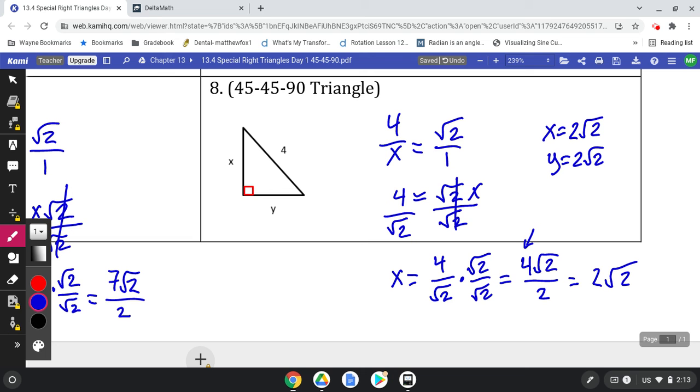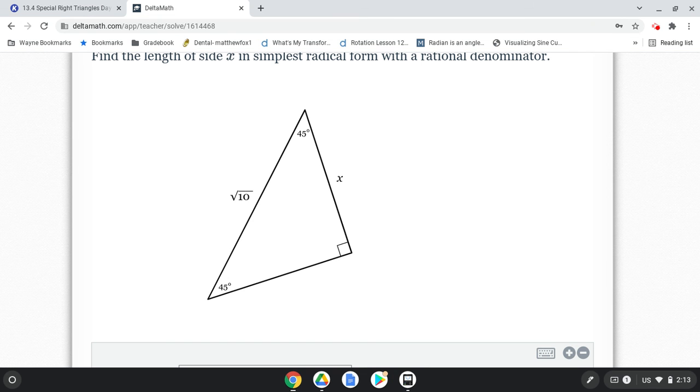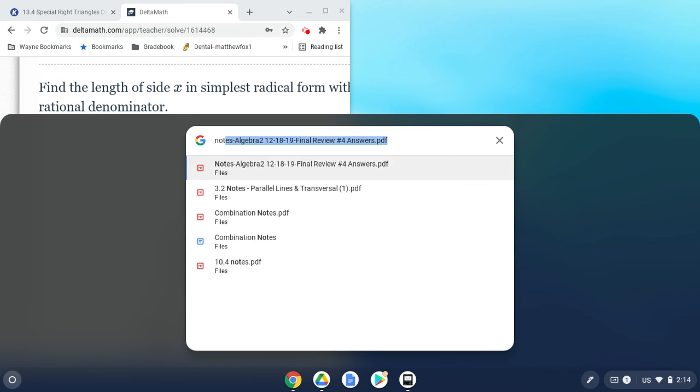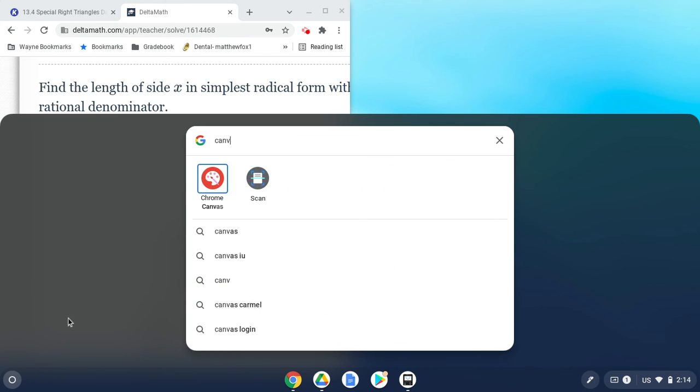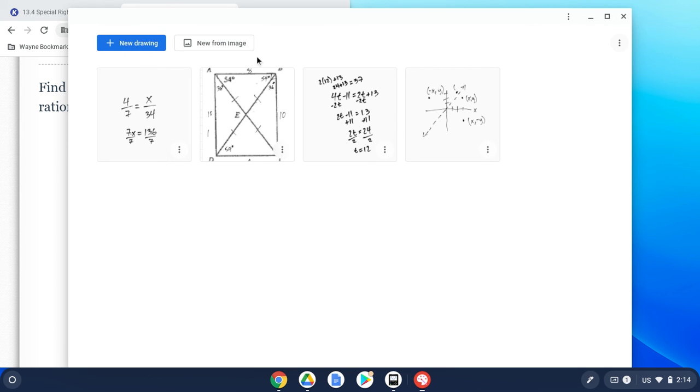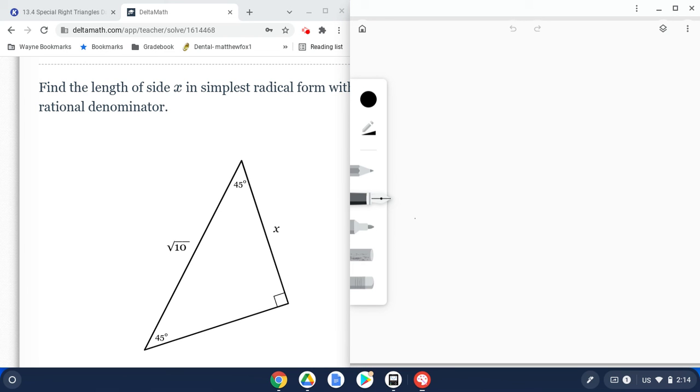So the one last example I want to show on Delta Math. Sometimes things are going to get messier. So here we have the square root of 10 and the x. So let's see. I need to pull up my notepad so I can show you this. Or not my notepad. What's it called? Canvas. Sorry about that. Should have done this before. All right. So we have our picture here, and we know that we've got square root of 10 and x.